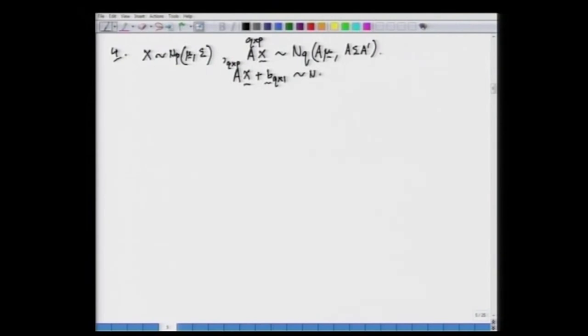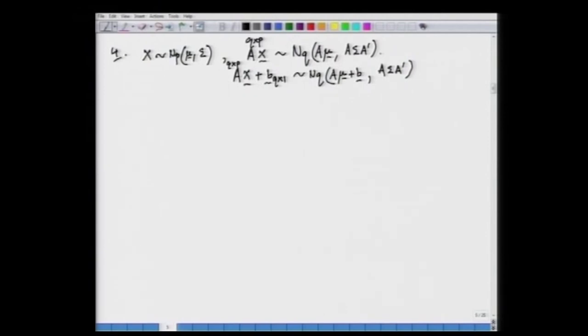So, this will again follow a q-variate multivariate normal with mean vector A mu plus b. The covariance matrix, however, does not change because this is just a shift in the location. Now, again it is not difficult to see that Y, that is A x plus b, will follow a multivariate normal distribution. Again, if we consider some linear combination of this, alpha prime Y, now alpha will belong to R q.